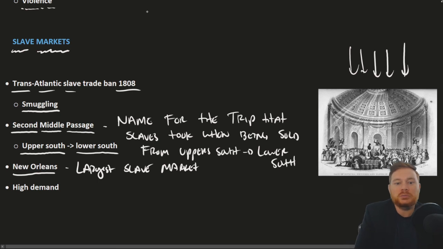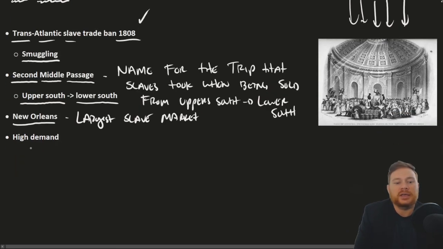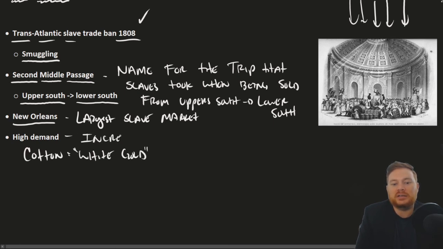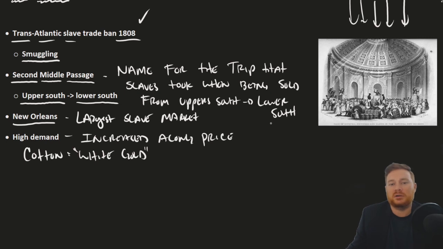And due to the ban on the transatlantic slave trade, and due to the fact that cotton was considered white gold, it was simply so profitable, the demand for slaves increased dramatically during this period. And when demand increases, so does the price. So pretty much more slaves were needed in order to continue funding the harvesting and exporting of cotton in the American South.